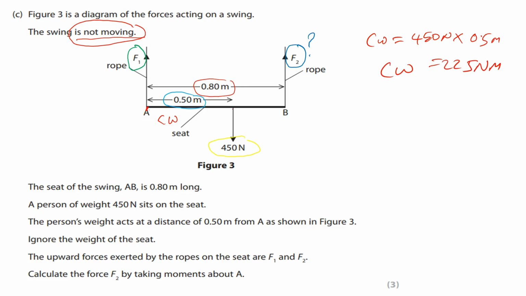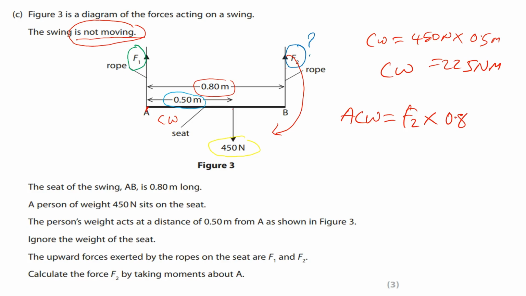Now our anti-clockwise moment will be this F2, the force on this, multiplied by the distance. Now what's the distance between F2 and point A? That is 0.80. So our anti-clockwise moment is equal to F2 times 0.8. We are looking for F2, so let's equate.